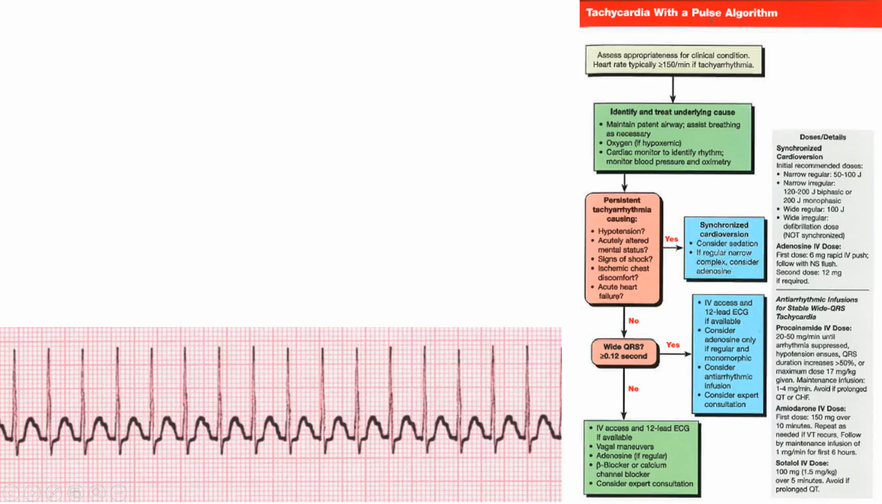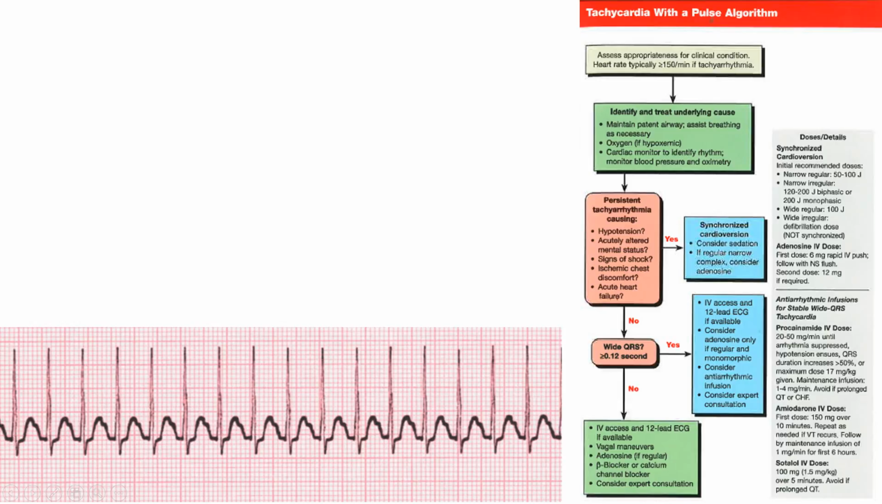So what if we go up here, and in this case, the person comes in, they've got the tachyarrhythmia, you do the underlying cause thing, but they still have it, and you're looking to see, is it hypotension, any of these things, hypertension, acutely altered mental status, signs of shock, ischemic chest discomfort, acute heart failure. If any of these is yes, then you're going to consider something called synchronized cardioversion.